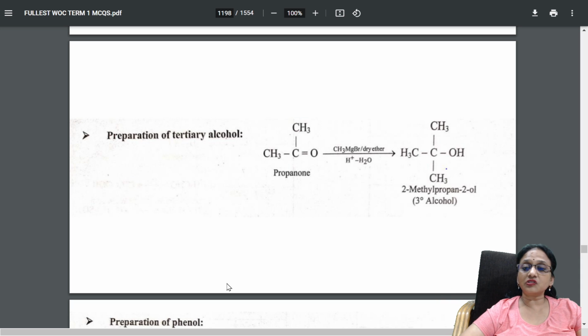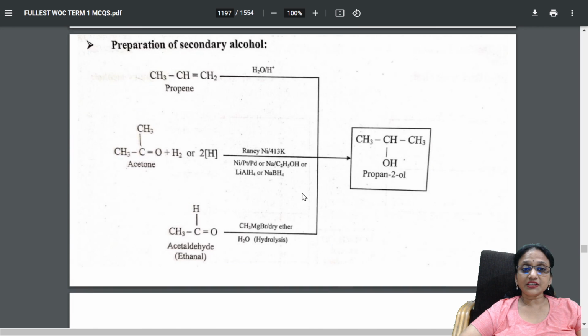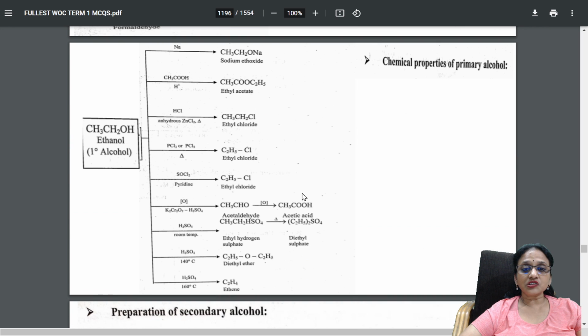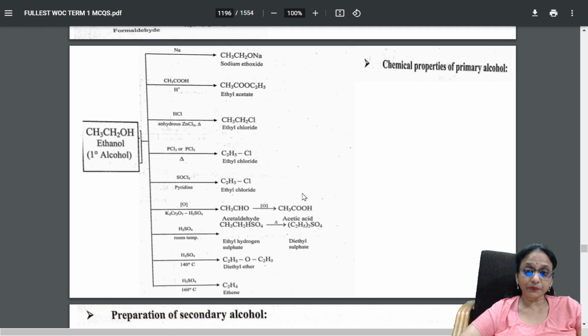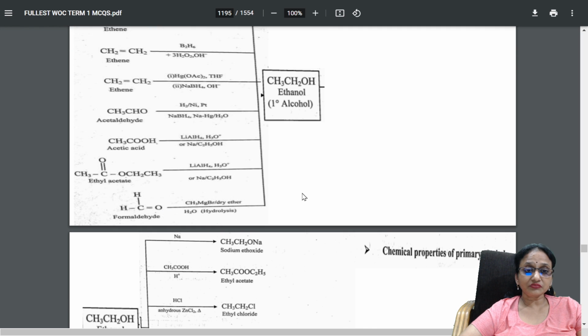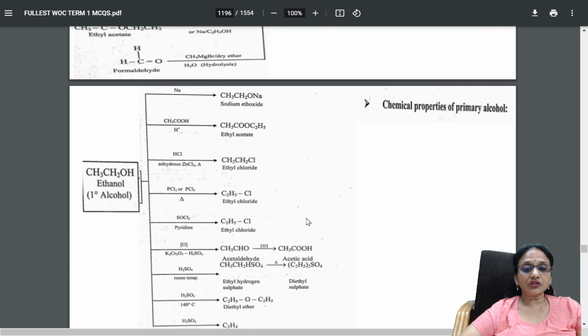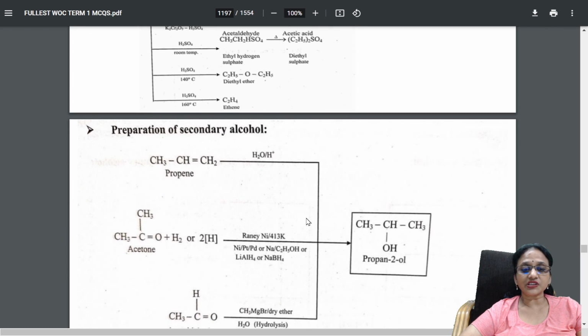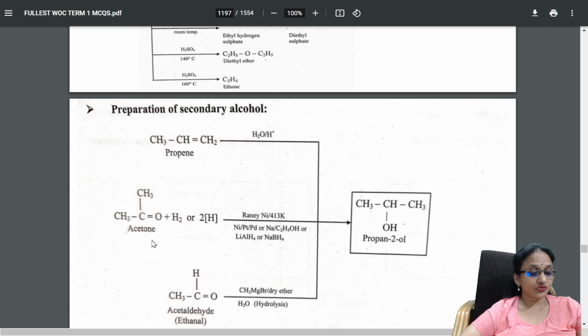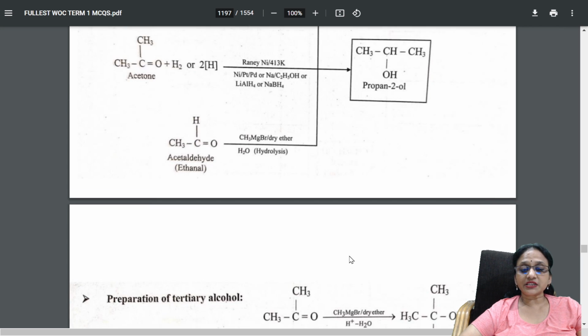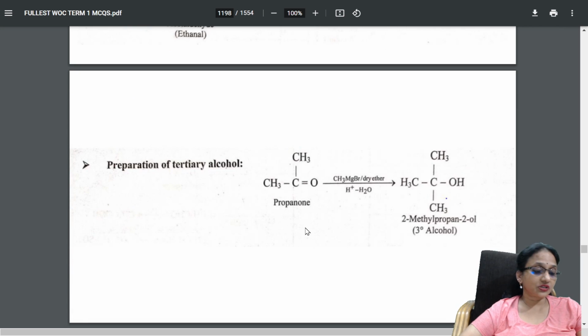Preparation of tertiary alcohols is always obtained from ketones. Once again, students, see here: if I have to prepare primary alcohols, I can get them from acetaldehyde. If I want to get secondary alcohols, I can get them from ketones. If I want to get tertiary alcohols, I will again use ketones. Got it, students? All right.